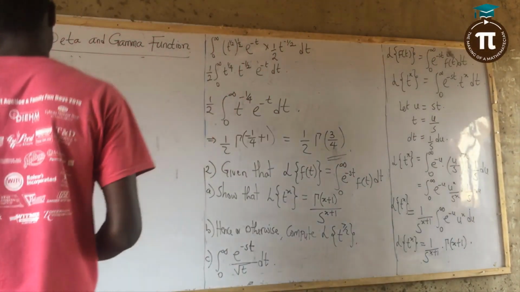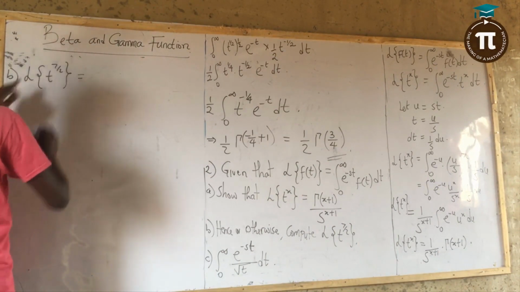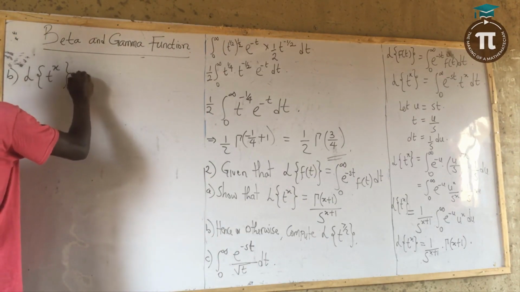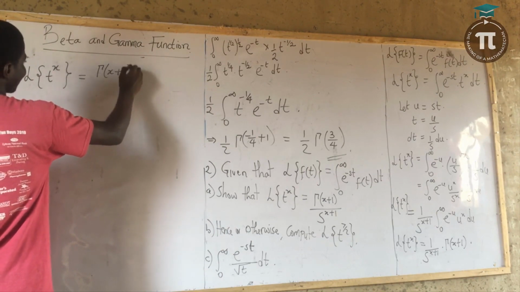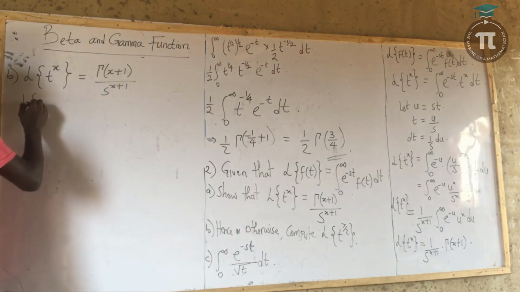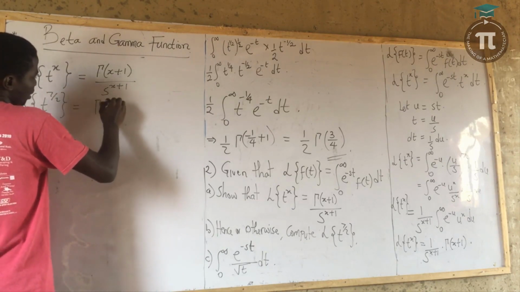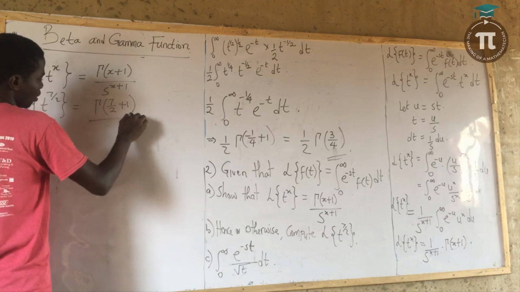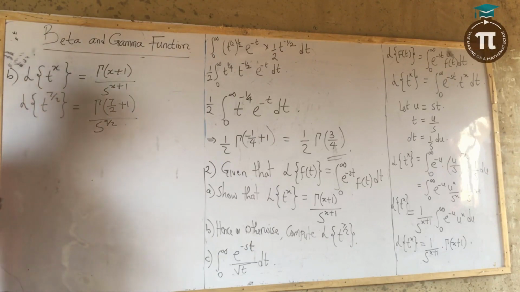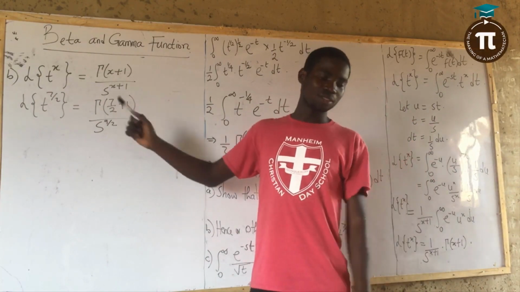I'm now told to evaluate the Laplace of t raised to power 7 over 2. Don't forget, Laplace of t raised to power s is gamma of s plus 1 over s raised to power s plus 1. So Laplace of t raised to power 7 over 2 just means gamma of 7 over 2 plus 1 all over s raised to power 9 over 2. 7 over 2 plus 1 will always give 9 over 2.